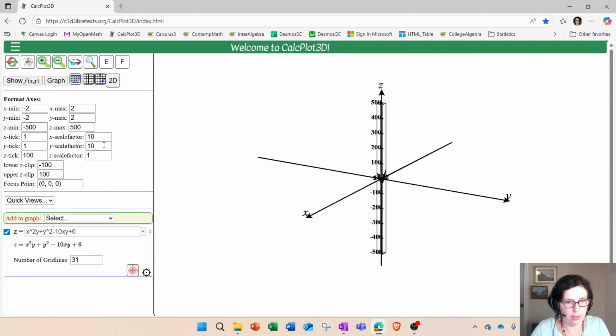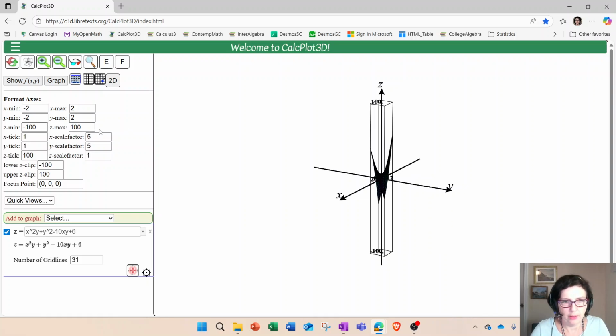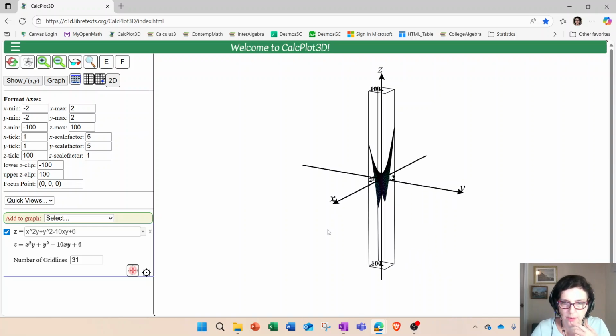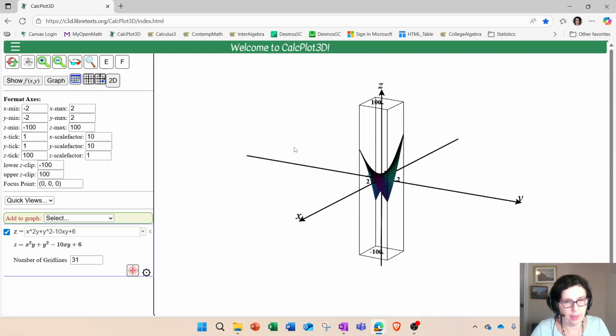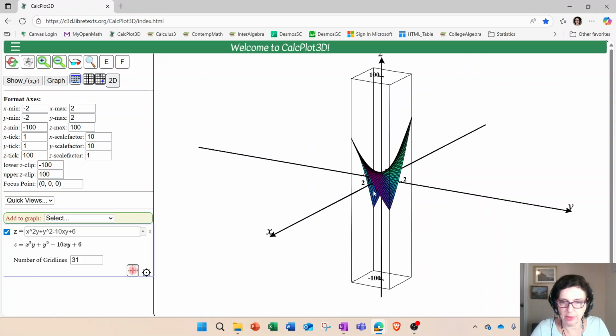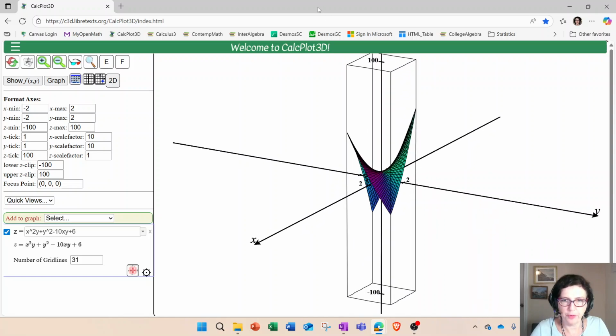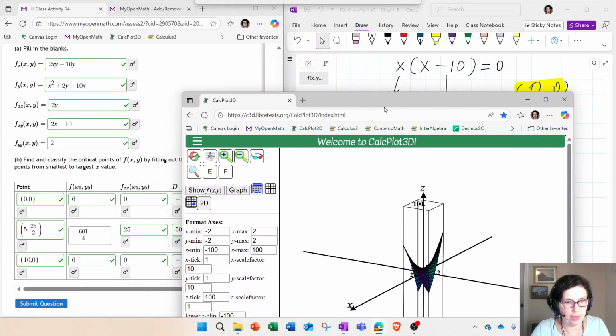No. Okay, so this does not look good. Yeah, this is not a good thing. So I really have to get closer to it. How about 10? Okay, that is already better. Because I'm trying to figure out if 0, 0 is really a saddle point.